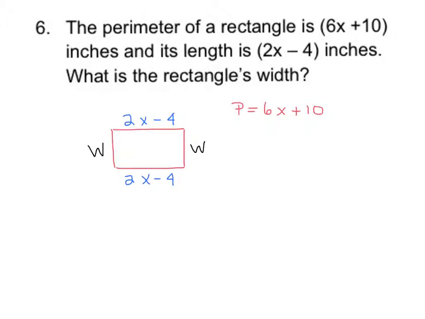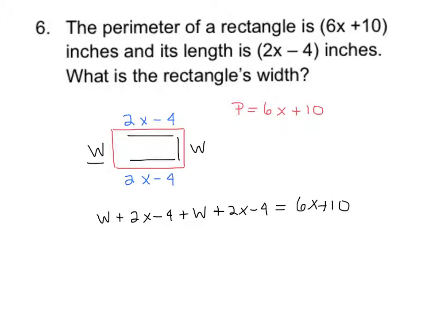So if I calculate my perimeter by walking around it, you can see I'd have w plus 2x minus 4 plus w plus 2x minus 4. So that's walking all the way around it, and that should equal 6x plus 10. So I'm going to combine some like terms on the left-hand side. I get 2 w's, I've got 4 x's, and I've got minus 8 equals 6x plus 10.